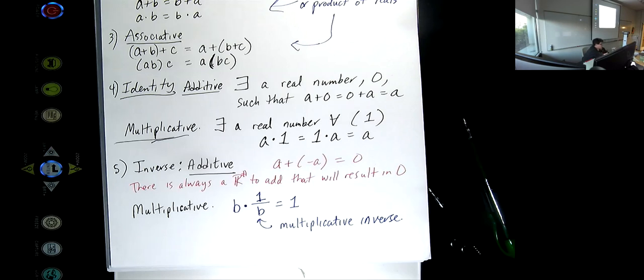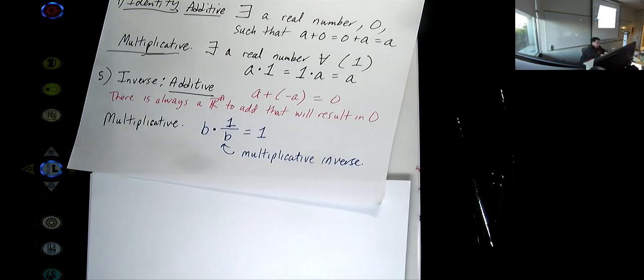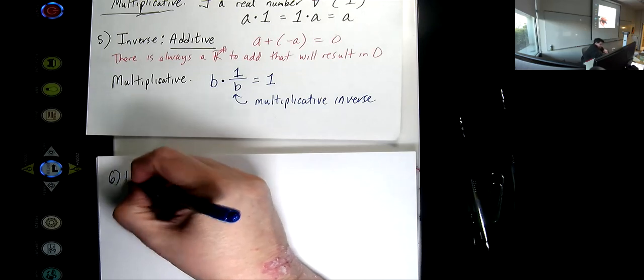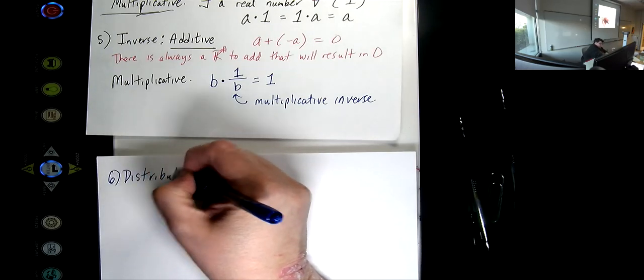We've got 2 more, and you'll actually use them a lot. You will use them more than any other ones that I've said so far. I don't know which one we use more. They're that important from here on out. So number 6 is the distributive property. This one will be used a lot.